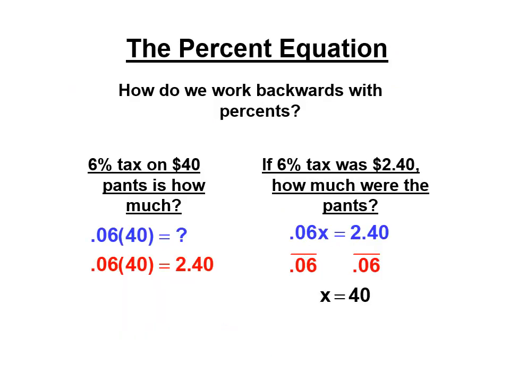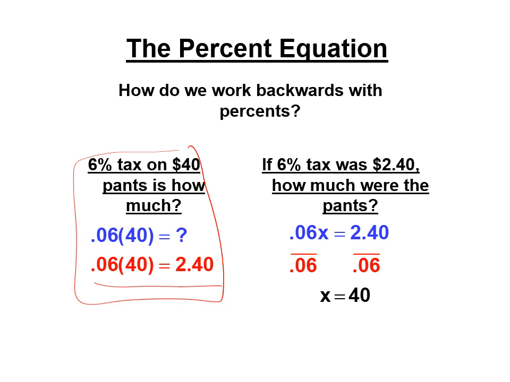All right, so how do we work backwards with percent? Remember, I have said that equations are often used to work backwards from problems you've previously done. So 6% tax on $40 is how much? Well, you do 0.06 times 40, as we just did in the warm-up. If 6% tax was $2.40, how much were the pants? That you have to work backwards. You're going to solve the equation 0.06x equals 2.4.